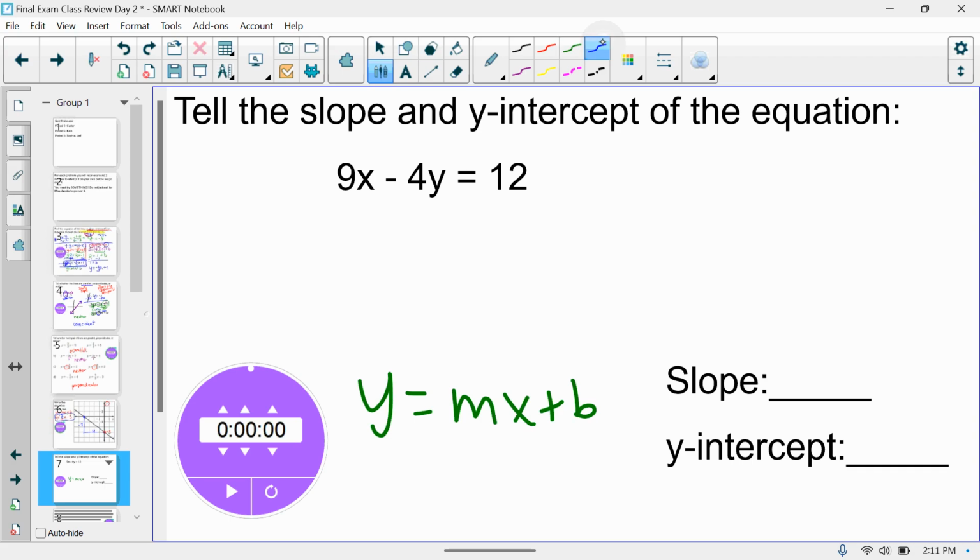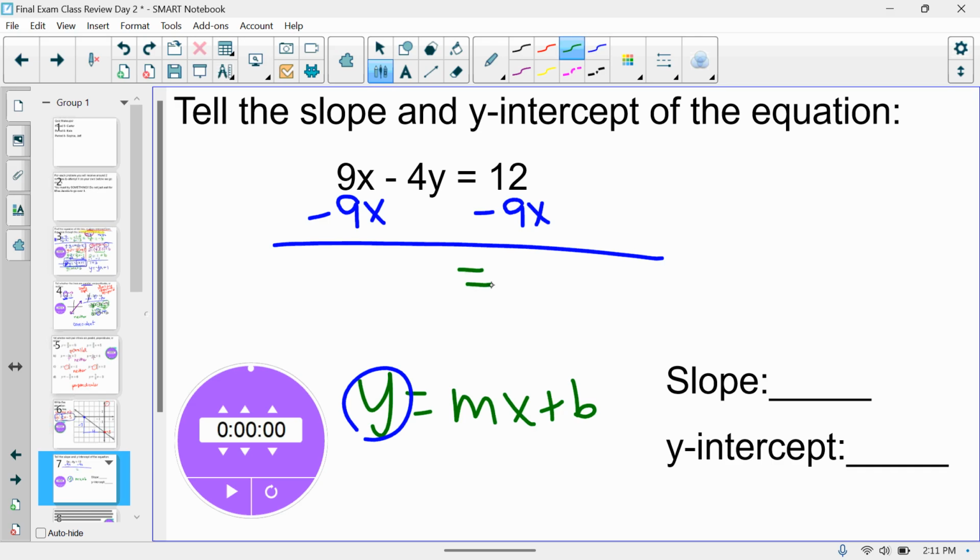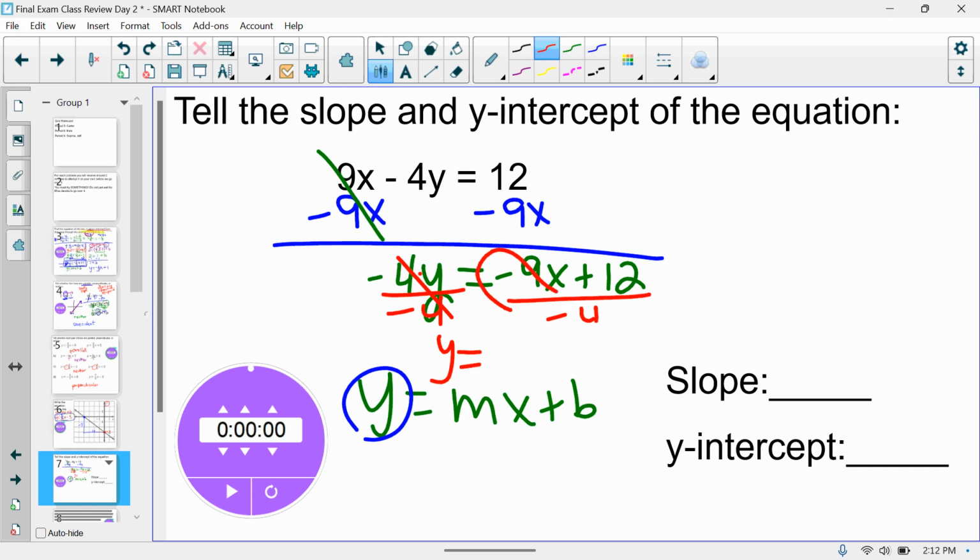In other words, we need to get y alone. So we need to take away 9x on both sides. So carry down that equal sign. 9 minus 9 is 0. We would have just the negative 4y left. 12 minus 9x we would write, or we can put the negative 9x first, then the positive 12. We need to make sure, opposite of multiplication, that we divide everything by negative 4. So we have to do negative 9 divided by negative 4, which is going to be positive, and it's a decimal. We need a math bracket. So 9/4 x. 12 divided by negative 4 is negative 3.